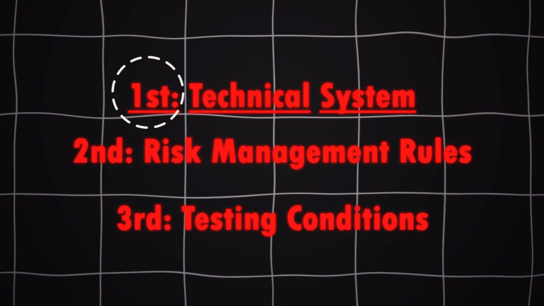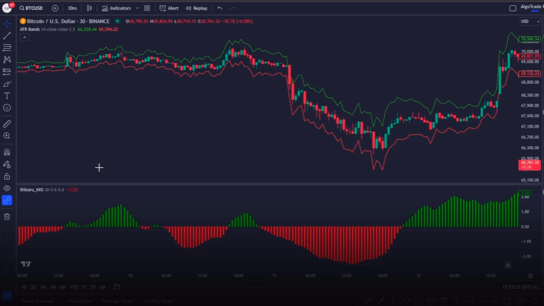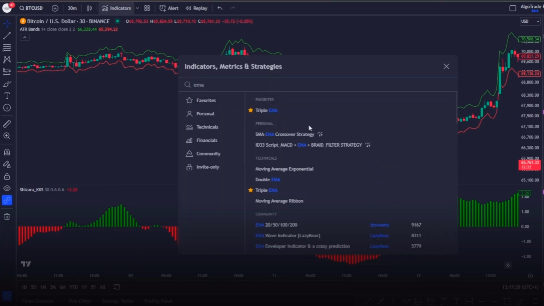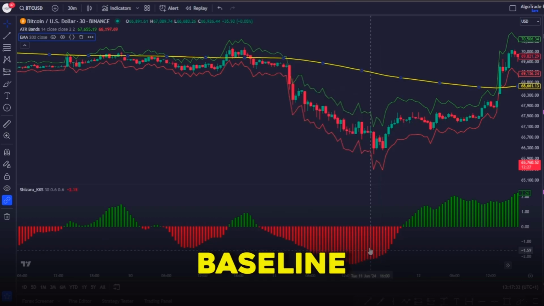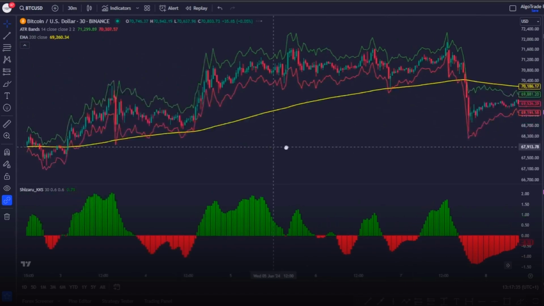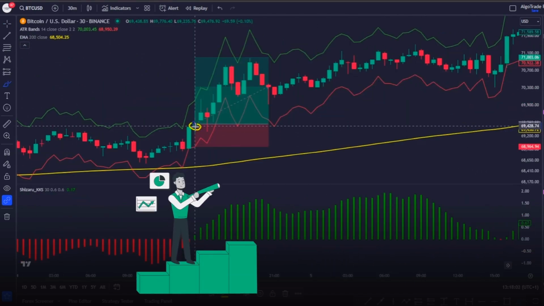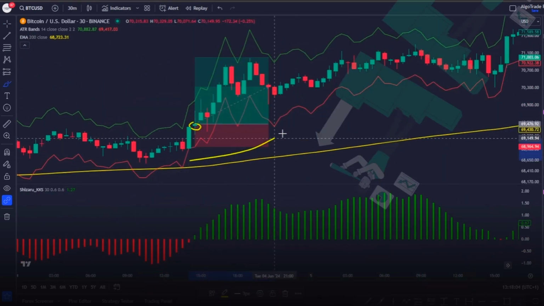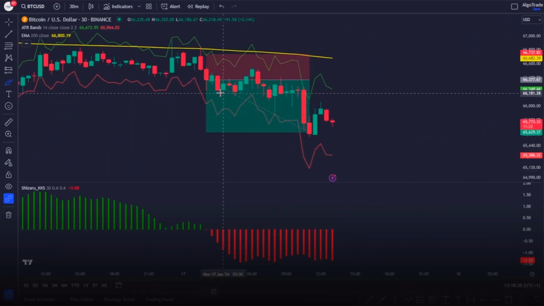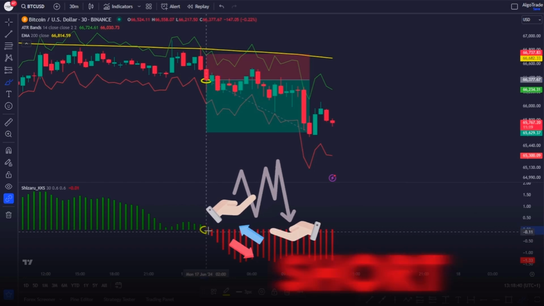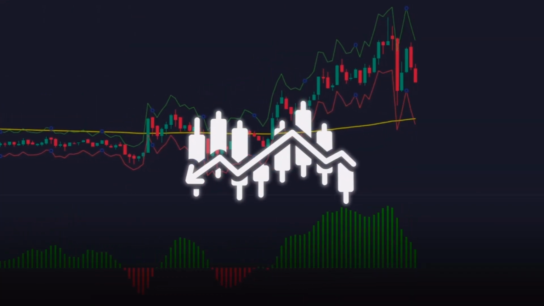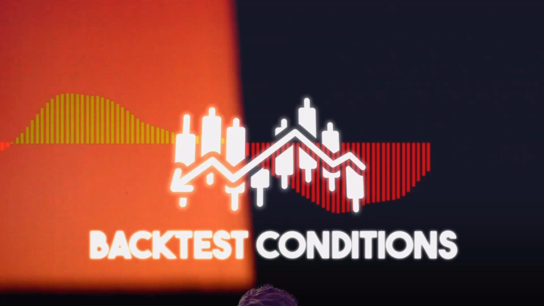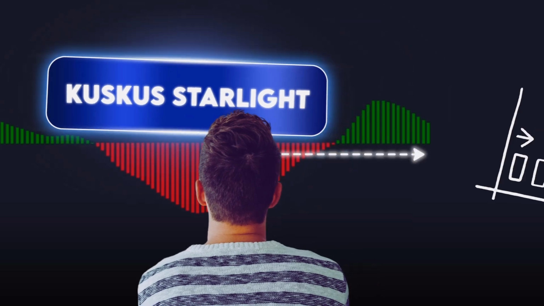Finally, regarding the technical system, in addition to the KusKus Starlight, I will also use a 200-period exponential moving average as a baseline to filter out losing signals from the indicator. Here you have an example of a long position where the price is above the 200 EMA, and here you have a short trade example where the price is below the baseline. And in short, these are our backtest conditions. Let's now see how the KusKus Starlight will perform.